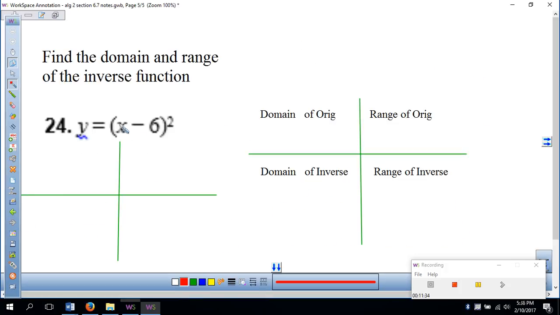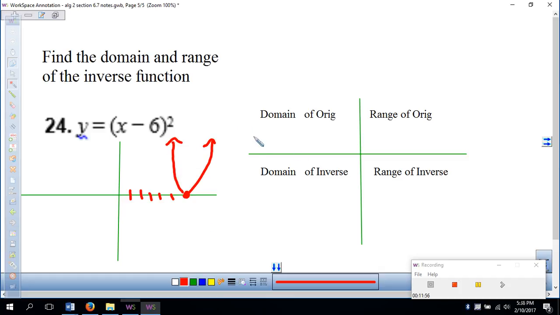So looking at this, we have find the domain and range of the inverse function. So the original function is x minus 6 squared. Well, we know how to graph that because it's just a shifted parabola. It's shifted right 6. And the 0 is at 6, 0. So it's a parabola that opens up like this. So it looks like that.